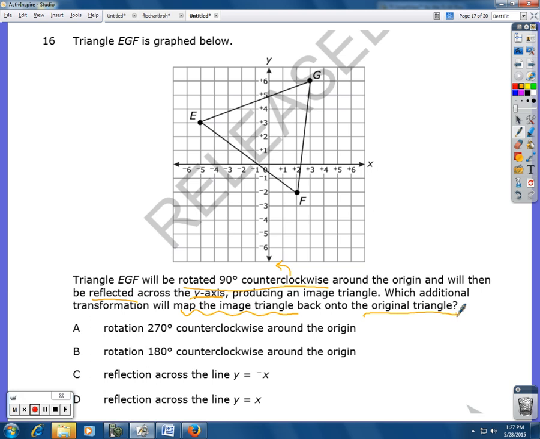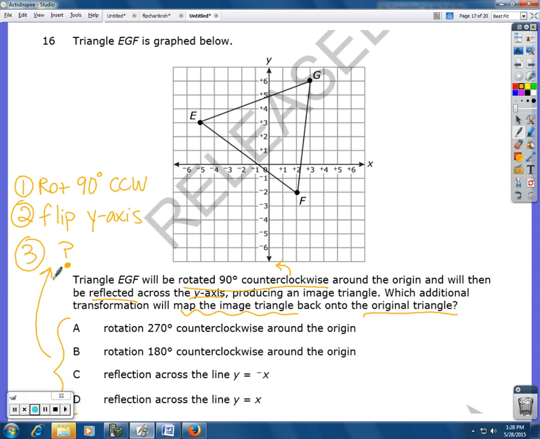So basically, we're going to do 3 things to it. Okay, the first one, we're going to rotate it 90 degrees counterclockwise. Then we're going to reflect it or flip it across the y-axis. And then finally, there's some sort of third thing that's going to happen. It's going to be one of these options down here. Okay, and that's going to make it end up back right where it started. Okay, so first, let's do the first one. Rotating it 90 degrees counterclockwise.